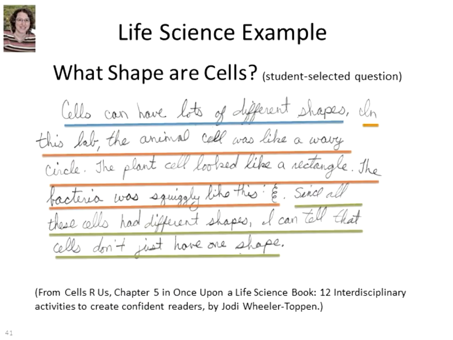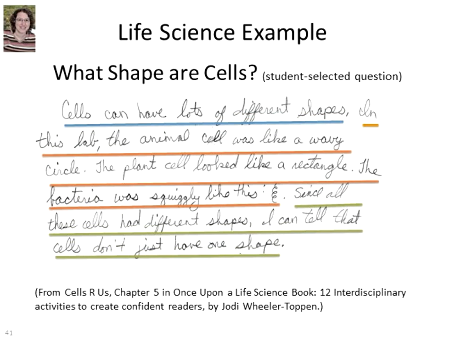Here's a life science example. This was a student-selected question for a basic lab where they were just examining different types of cells in microscopes. And the student selected the question, what shape are cells? They answered, cells can have lots of different shapes. In this lab, the animal cell was like a wavy circle, the plant cell looked like a rectangle, the bacteria was squiggly like this. Since all these cells have different shapes, I can tell cells don't just have one shape.